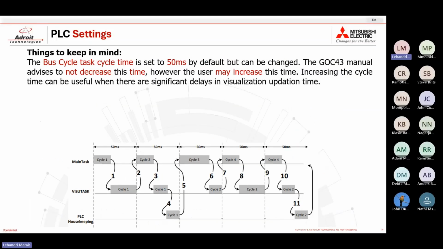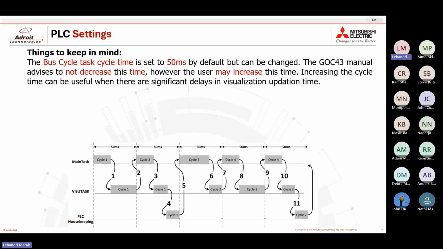So a few things to keep in mind. Your bus cycle task, or your main task, is set to 50 milliseconds. You are able to change this value, and I will be showing you how to do this in a moment. But the manual advises you not to decrease this time, though it also mentions that the user is able to increase this time if need be.